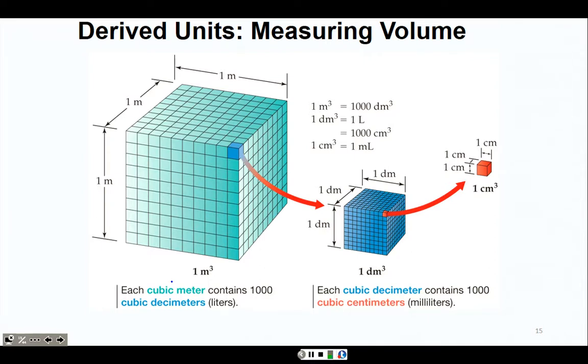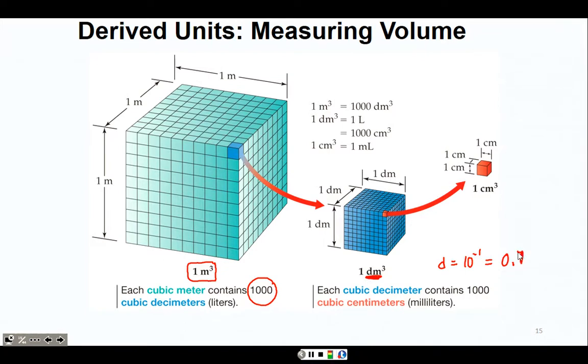So a cubic meter is one cube that has a meter on each side, and that's a lot of little parts. It's going to be 1,000 cubic decimeters. A cubic decimeter is a cube that has 1 decimeter on each side, but a decimeter is equal to 1/10 of a meter. Deci means 10 to the minus 1 or 0.1. And so if it's 1/10 of a meter, there's 10 of them in every meter.